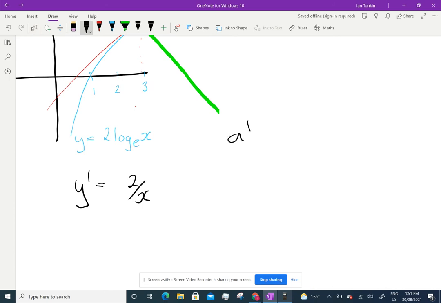Now at e and 2, what's the gradient of the tangent? I just put e into that equation: 2 over e. But I don't want the gradient of the tangent. I need the gradient of the normal. Now here's where you've got to be smart.